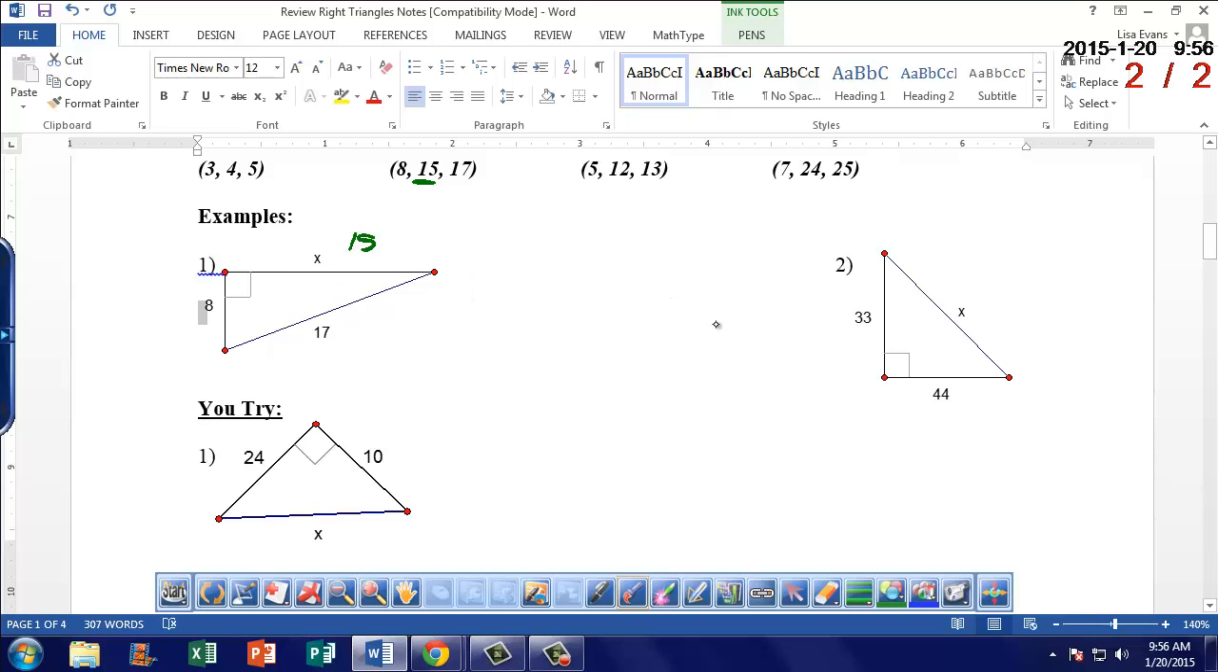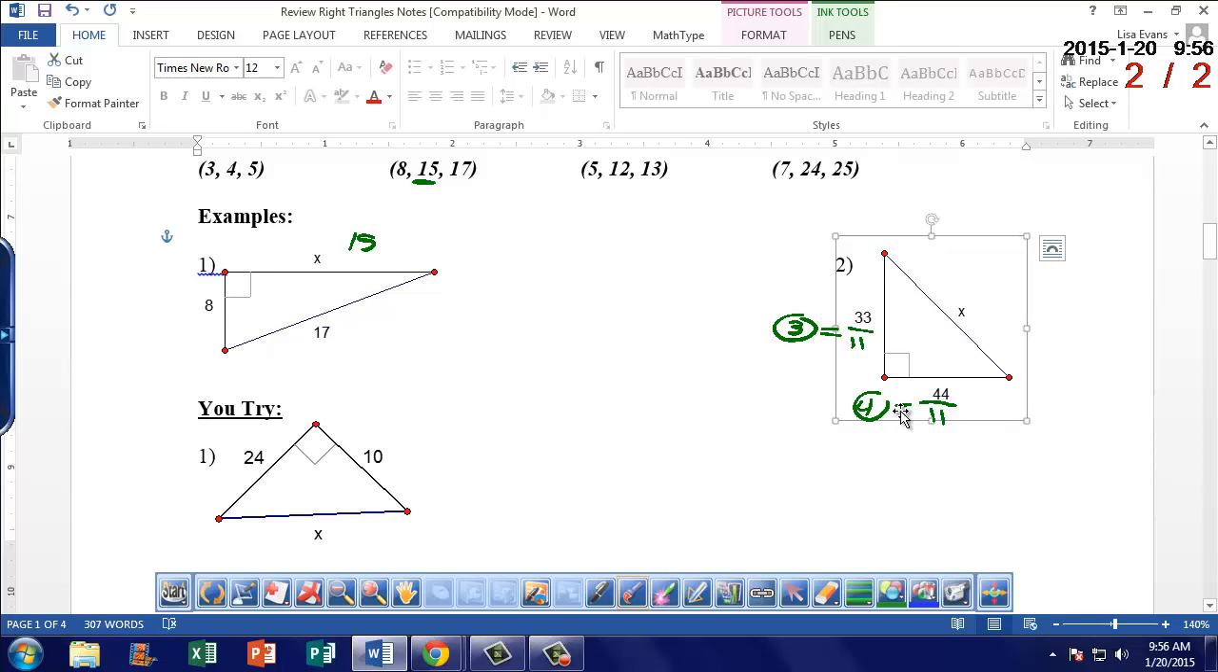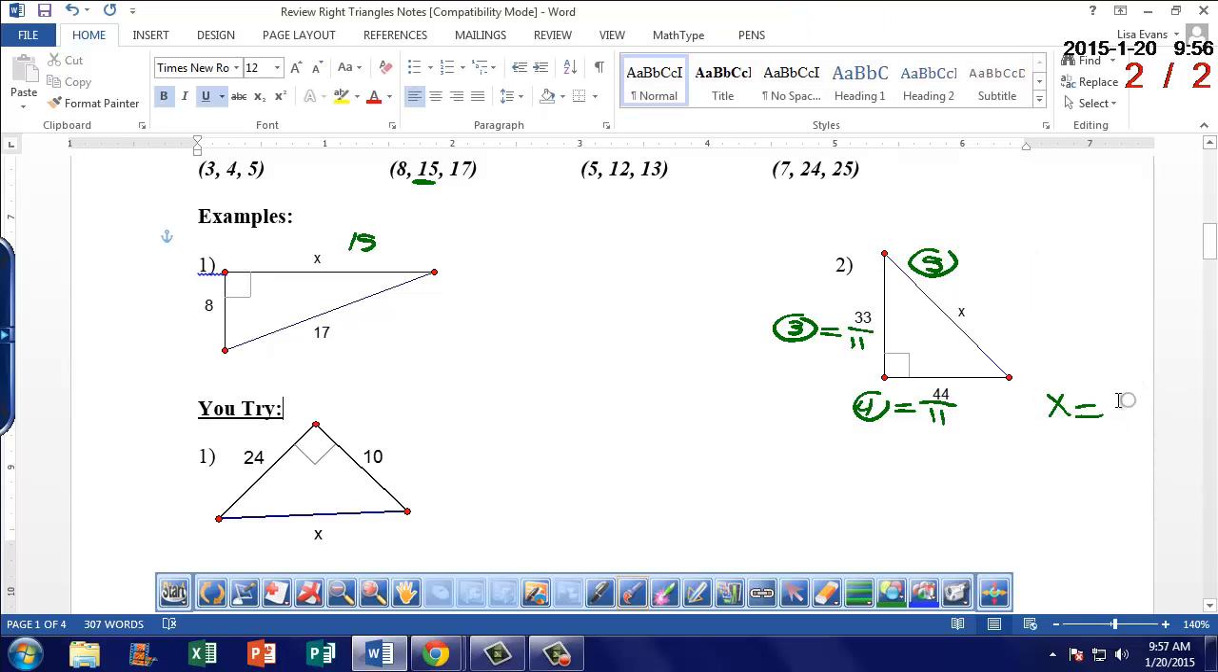Now sometimes it doesn't always work out like that. I take a look at this one. I don't have a 33, 44 something triangle, but I can see that I can divide 11 out of both of these. There's a greatest common factor here. When I do that, this would be my 3 side, this would be my 4 side, so I know I have a 3, 4, 5 triangle. Now x is not 5, x is what? 55. Because what did I do to get my actual sides? I multiplied the 3 and the 4 by 11. So I also have to multiply the 5 by 11.